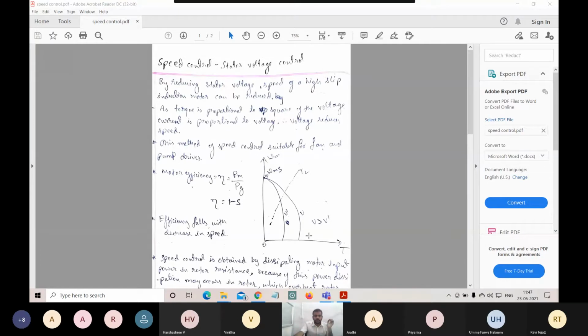That is given by the relationship current is proportional to voltage. So we can reduce the voltage by reducing the current or by reducing the torque. So this is the one thing. This kind of method, that is the stator voltage reducing method, is suitable for controlling fan and also pump drives.